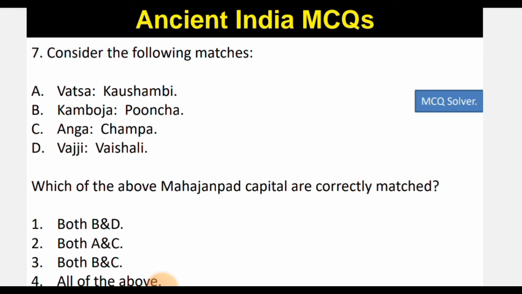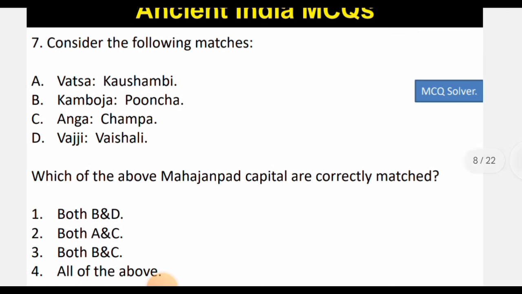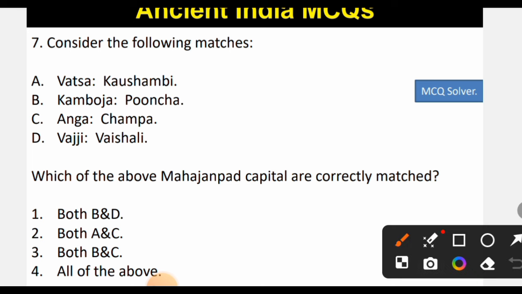Option A, for Vatsa it is Kausambi. Option B, for Kamboj it is Punch. Option C, for Anga it is Champa. And option D, for Vajji it is Vaisali. So which of the above Mahajanpad capitals are correctly matched? Among the following, the correct option will be option number 4, that is all of the above.